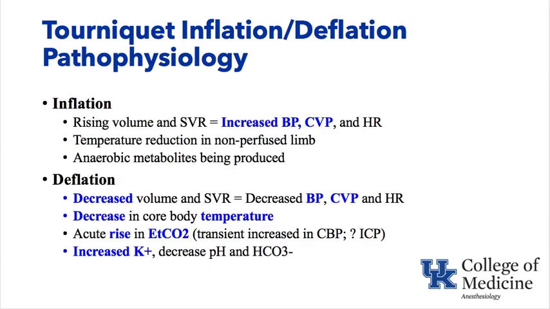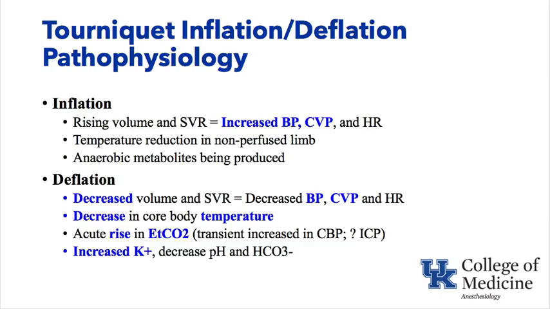Now, when the tourniquet is deflated, there's a sudden decrease in volume and systemic vascular resistance, such that the blood pressure drops, the CVP drops, and there is a decrease in core body temperature as that cold fluid from the lower extremity mixes with the warmer fluid in the core of the body.